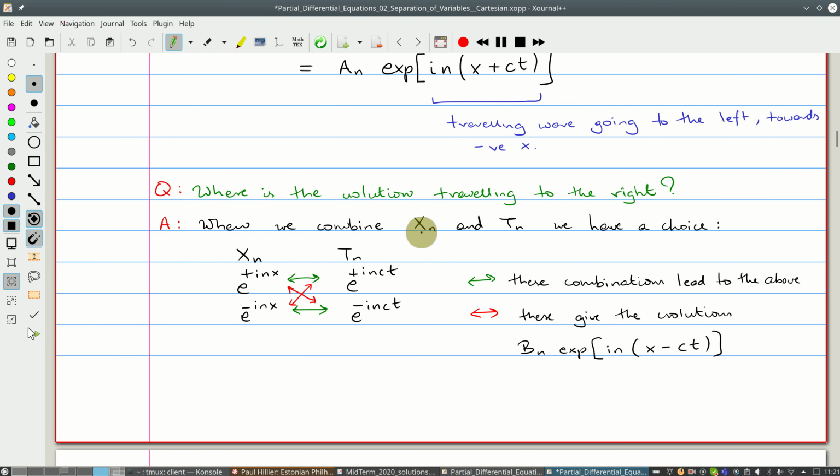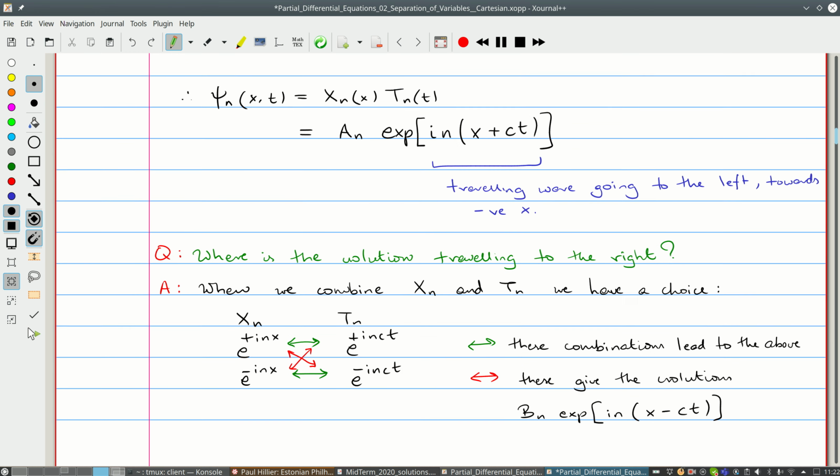You see, when you combine the two functions x_n and t_n, we have a choice. So x_n could be e to the plus i n x, e to the minus i n x, and t_n could be e to the plus i n c t, e to the minus i n c t. Now you could either combine them plus with plus, minus with minus, which in fact gives you the solution above, or you could combine them crossways. And if you have e to the i n x combined with e to the minus i n c t, you get the wave traveling to positive x. So we should have done the combination in a sensible way. We didn't, and that's why we got only one. But the other solution is lying there, hidden in there.